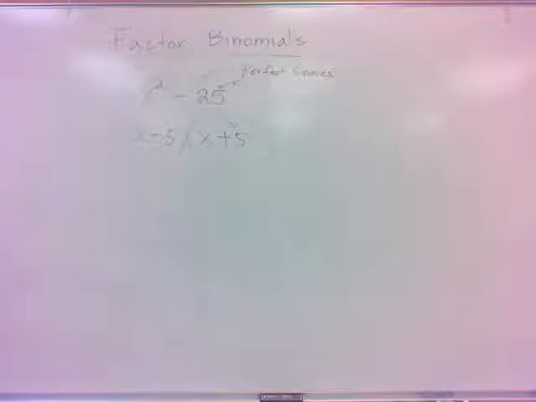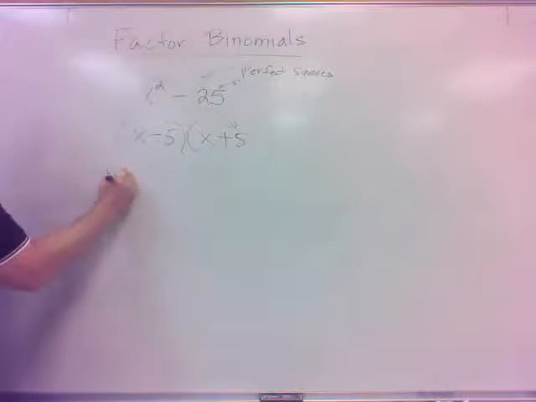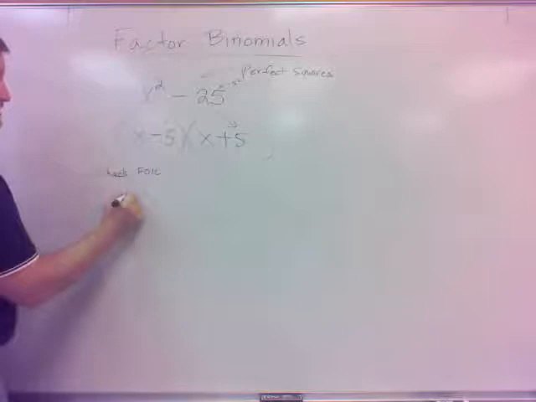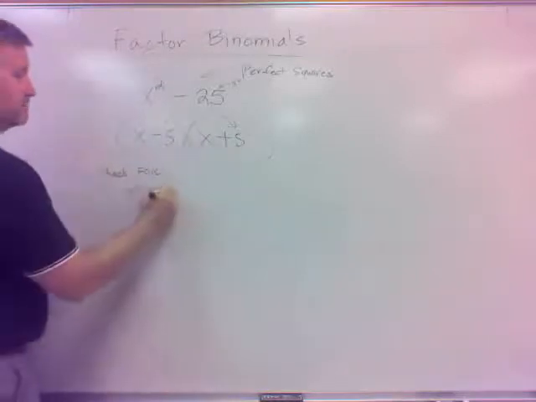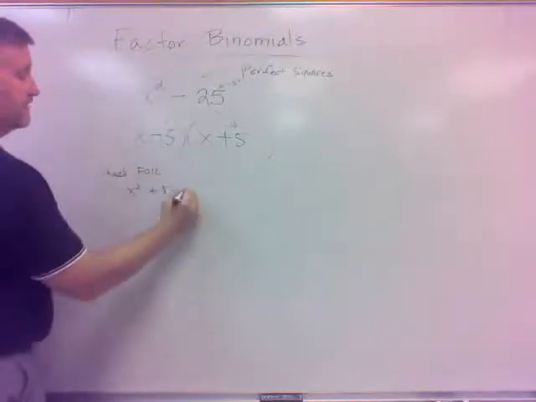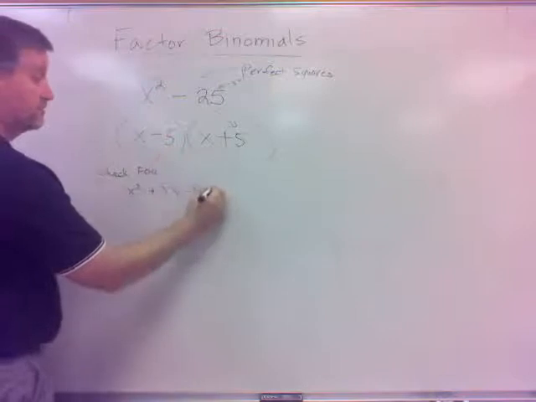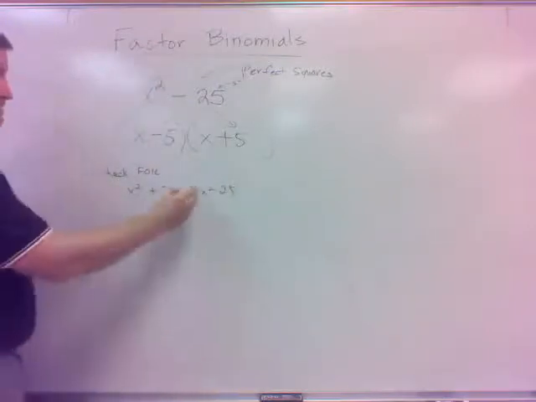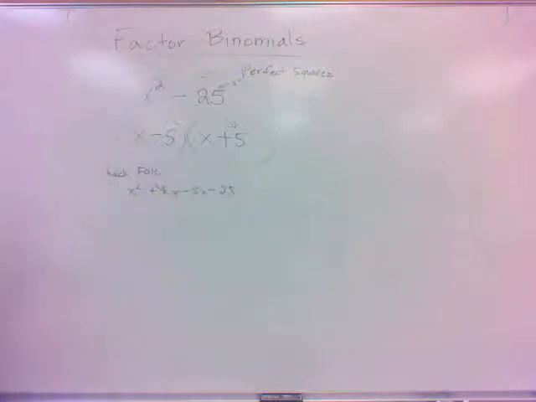Turns out factoring ones like this way will work because, why does that work? Well, the reason it works, if you check this by foiling, what happens? x and x is x squared. x times 5 is positive 5x. Minus 5 times x is minus 5x. Minus 5 times positive 5 is minus 25. What happens is, the reason this works, don't the middle terms cancel out? And you get x squared minus 25. That's why this works, because the middle terms cancel each other out.